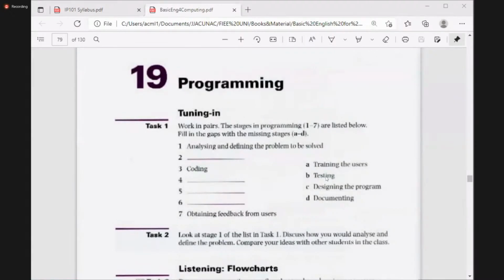So this is what you're going to do in 2 minutes. You're going to put the corresponding stages: training the users, testing, designing the program, documenting in the appropriate order. So let's go. How many people are you? 38. So could be groups of threes.